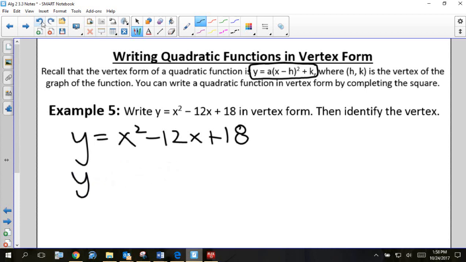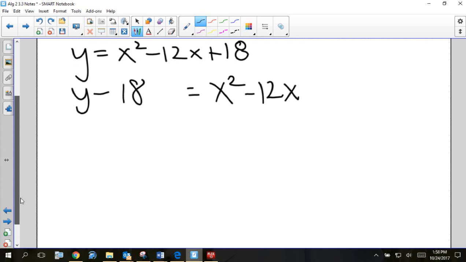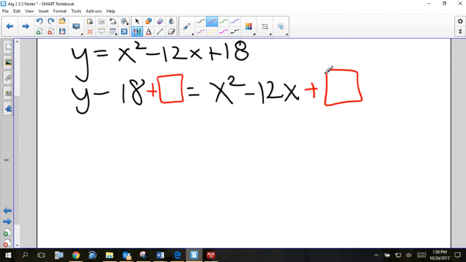equals x squared. Actually, I need to leave a space. y minus 18, space, equals x squared minus 12x. What goes in this space? The square. So once you have written that square, then we get to complete the square.